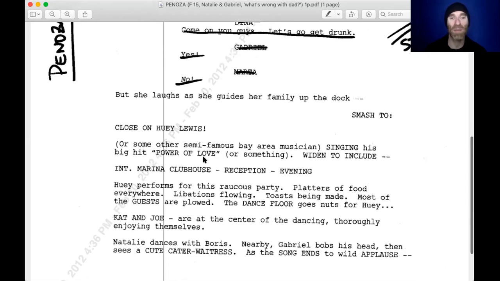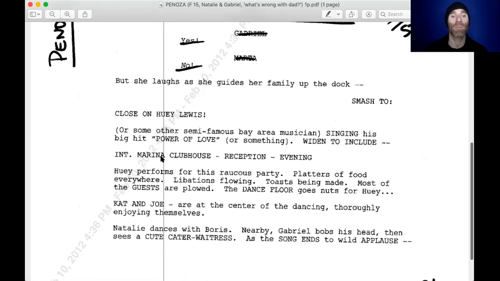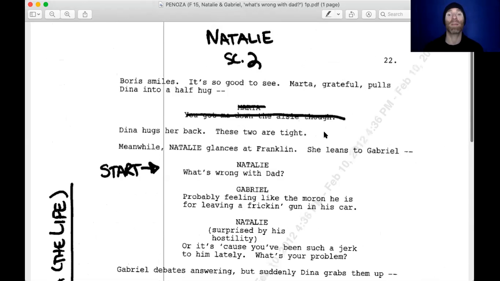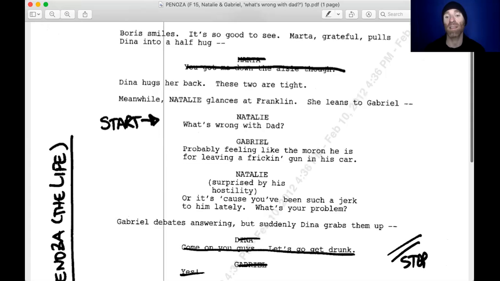The crossed out stage directions read: close on Huey Lewis or some other semi-famous Bay Area musician singing his big hit Power of Love or something. Widen to include Marina Clubhouse reception evening. Huey performs for this raucous party, platters of food everywhere, libations flowing, toasts being made. Most of the guests are plowed. The dance floor goes nuts for Huey. Kat and Joe are at the center of dancing. Natalie dances with Boris. Nearby, Gabriel bobs his head and sees a cute cater waitress as the song ends to wild applause. So it's worth reading the crossed out bits, because I don't think you would get the sense that they were at a wedding if you didn't do that.